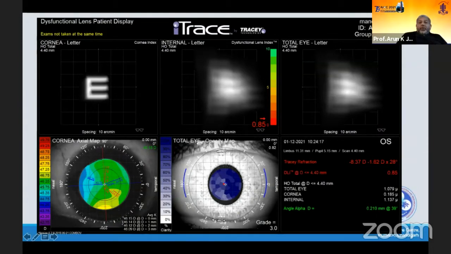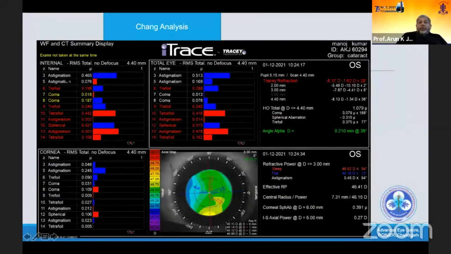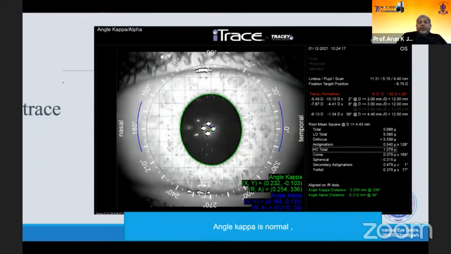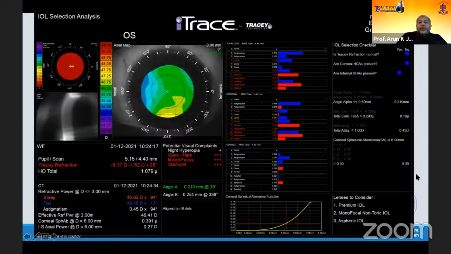So in this case, the reflection is not reliable, it is in the red zone, because of the higher order aberration. You can see internal higher aberrations are very high. This is the Chang analysis showing the same thing, very high internal aberration. And in this case, the angle alpha is within normal limits. The corneal aberration is to the tune of 0.39.